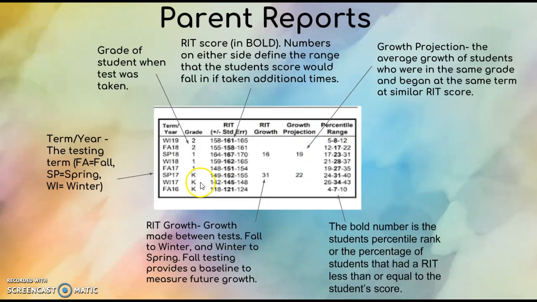We'll move on to the next section. This is another part of the parent report, and you'll notice here are the terms for the testing. You'll notice that there's fall, winter, and spring. And then there are grade levels that indicate what grade level your child was in when the test was given. Here you'll notice 3 numbers. The bold number is the RIT score of your child, and the numbers on either side define the range that the student score would fall in if taken additional times.